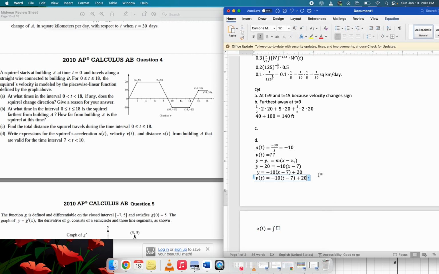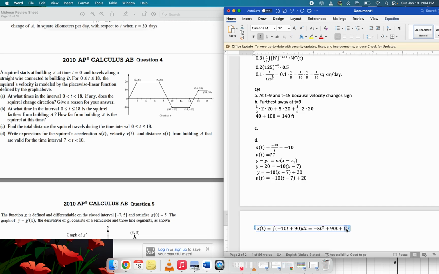Actually, I think to find the antiderivative, I would prefer to distribute the negative 10 and collect terms. I think I'd rather do it that way. So if I do that, the function would become negative 10t, what would it be? Negative 10 times negative 7, that's plus 70. But then we've got this plus 20, so I think it's plus 90. I think that's the velocity function. So that would be negative 5t squared plus 90t plus an unknown constant c.